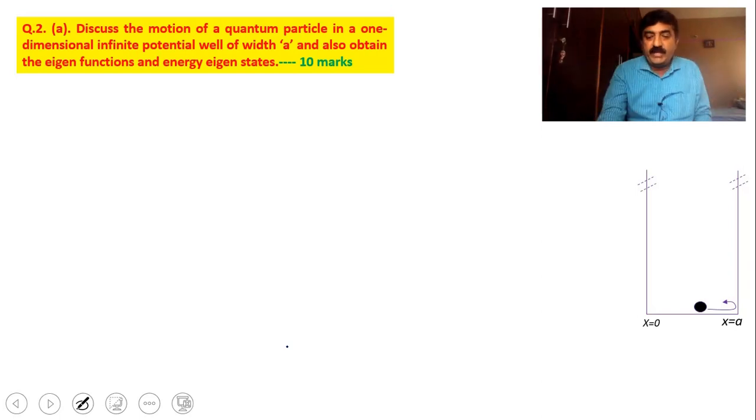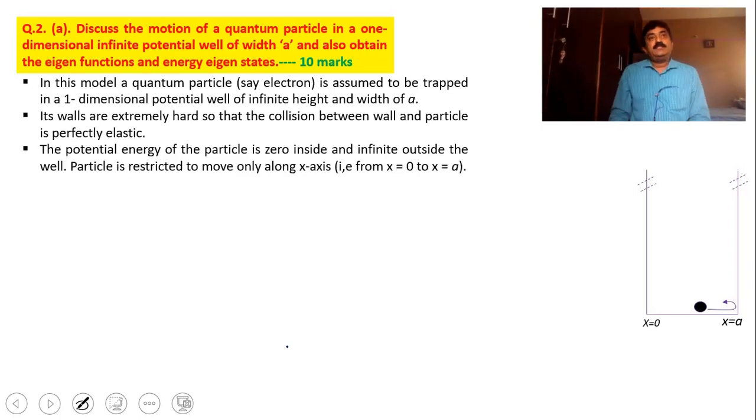Look, whatever I have said so far, I have written in words. In this model, a quantum particle, maybe an electron, proton, or anything, is assumed to be trapped in a one-dimensional potential well of infinite height and width a. Its walls are extremely hard. I already said that. Then the potential energy of the particle is 0 inside. And the particle is restricted to move only along the x-axis. That is why it is called a one-dimensional potential well. Inside the box the particle can move only like this, it cannot move in all directions. That is the type of condition I am imposing on the particle.